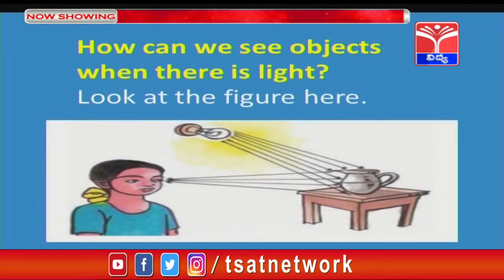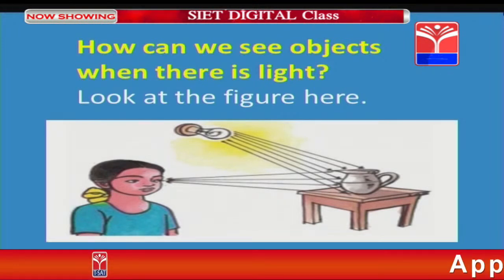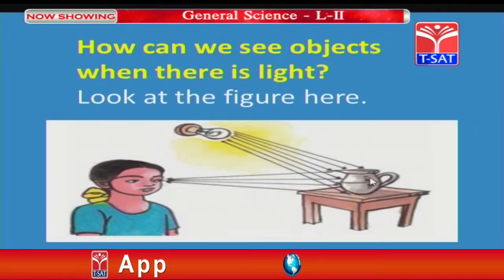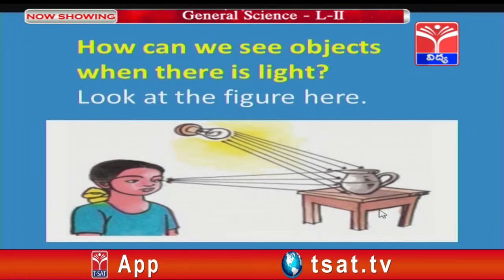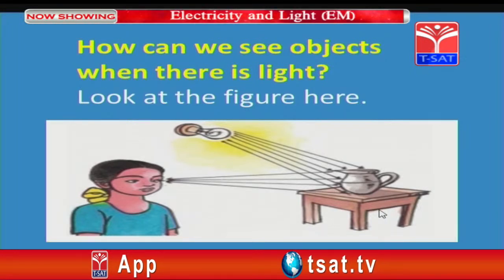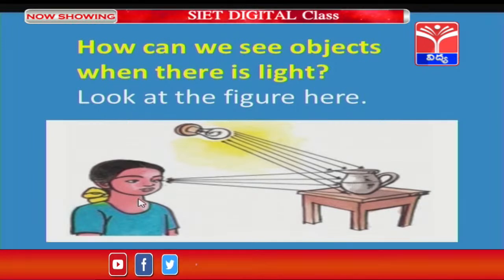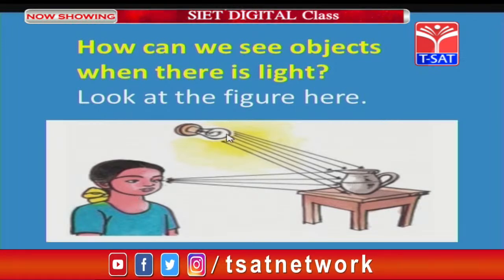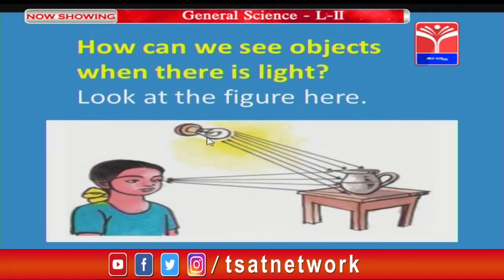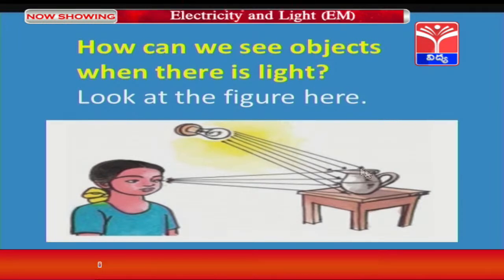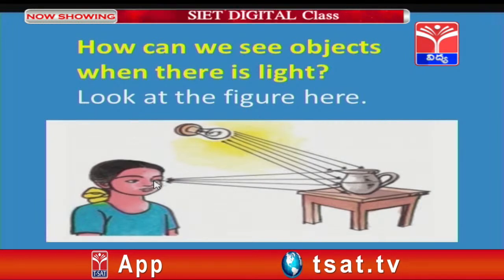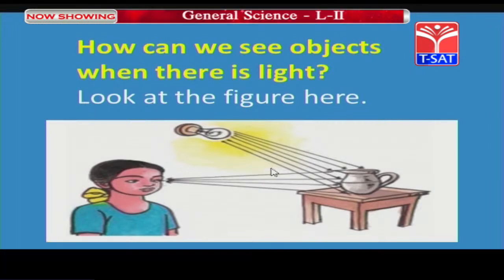Now here is a small girl. Now she is observing the jug on the table. Now what is happening exactly? Why is this jug visible to the girl? It is the question. The light from the source falls on to the jug, and again it is reflecting into the eyes of the girl. Therefore the jug is visible to us.